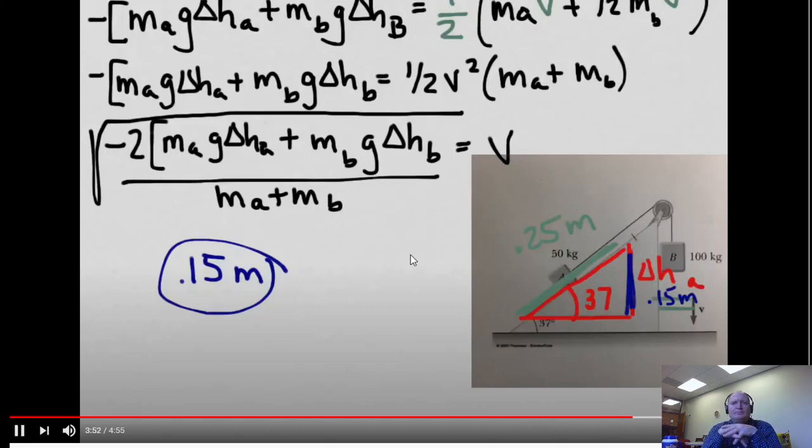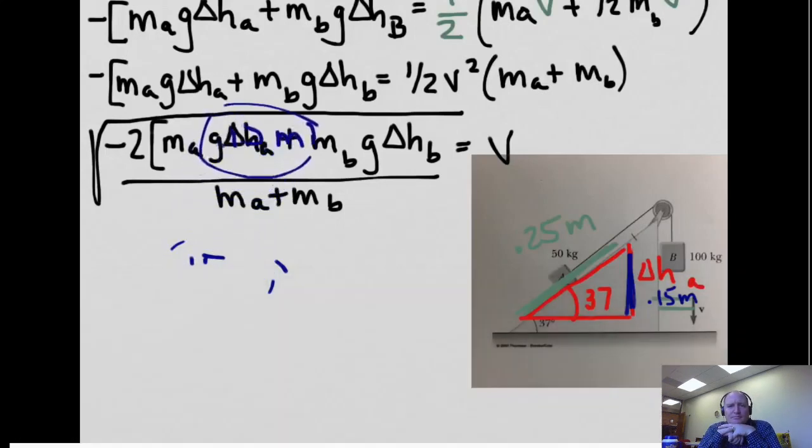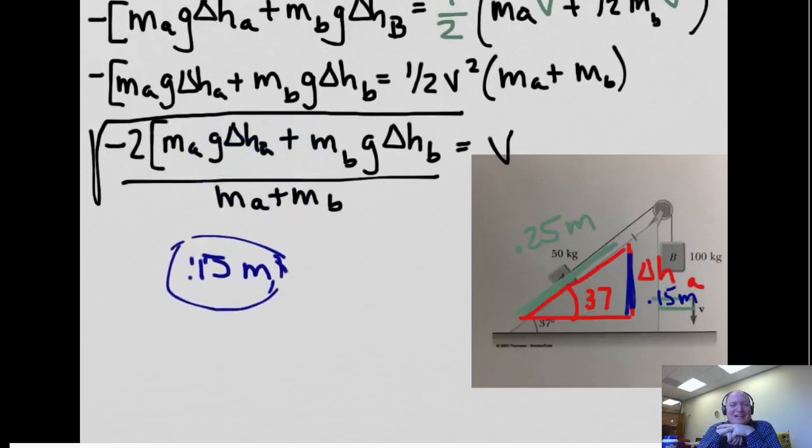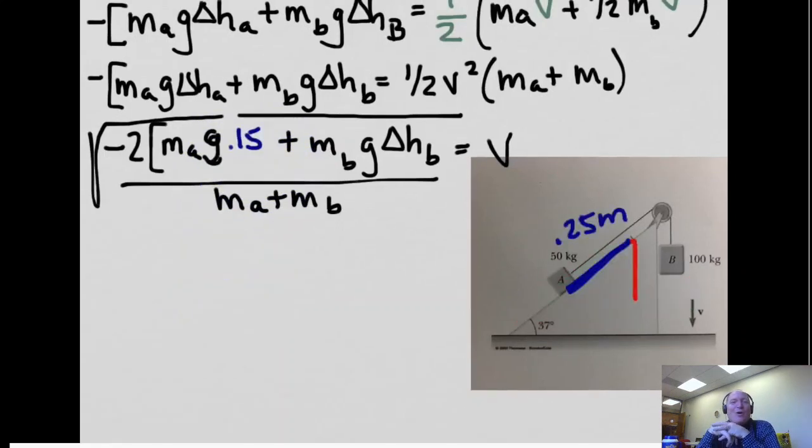That is represented by delta H, which is going to go right here. Now looking back at the picture, if A goes up by this much, the string moved by this much. So if the string moved by 0.25 meters, then box B moved down by 0.25 meters. This movement down is this one, 0.25 meters.